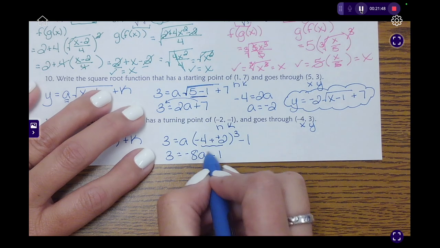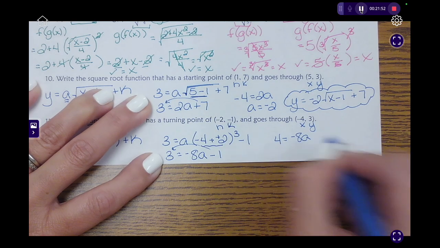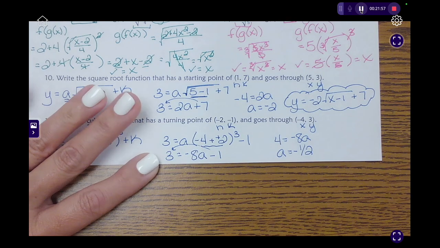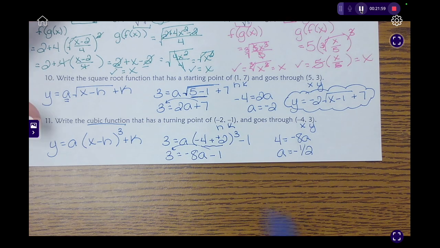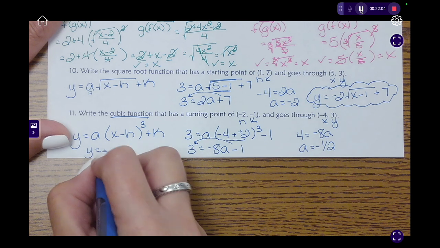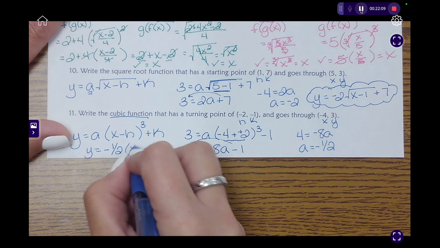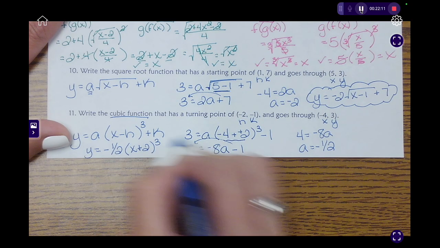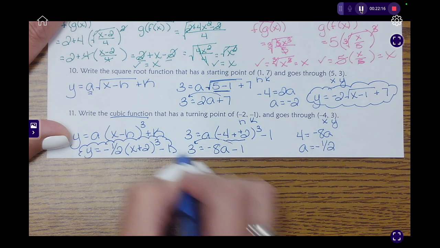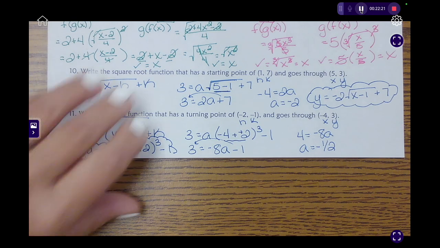So now regular two-step equation, so I'm going to add 1 over here, which gives me 4. And then divide by negative 8. So I actually get a negative 1/2 for my a value. Okay, again, make sure we go back and write our equation. So I should have y equals, my a value I just found was a negative 1/2, x minus my h, so that double negative turned to a positive, and then I have that minus 1. So this would be my cubic function. So make sure, again, that I go back and write that equation for that.